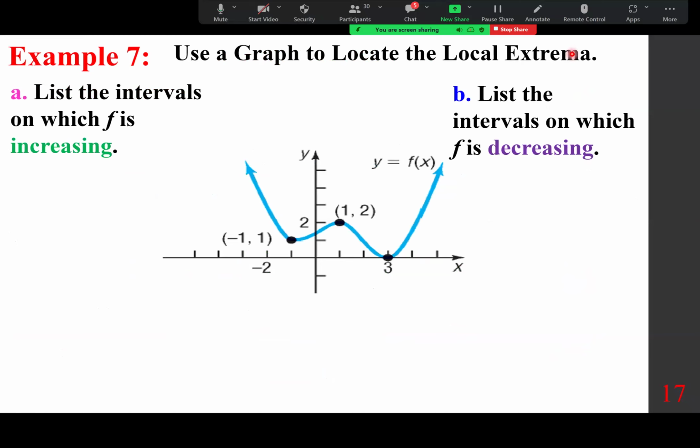Use a graph to locate the local extrema. Part A: list the intervals on which f is increasing. So f is increasing here. Okay, let's go from the decreasing, increasing, decreasing, increasing. So the increasing part is from -1 to 1, union 3 to infinity. You really don't want to use the endpoints, so you don't use brackets. Where is the function decreasing? Here, from -infinity to the x coordinate of this point, which is -1, and from 1 to 3, union.